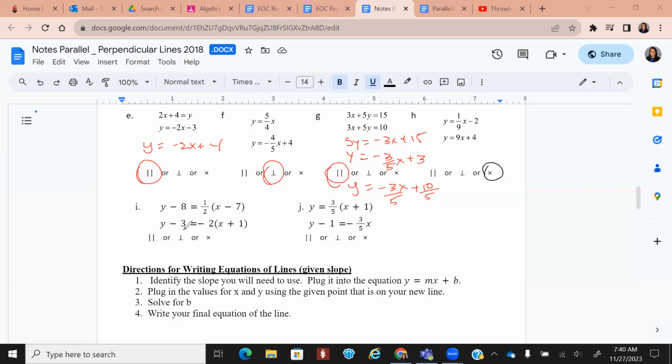Okay. The next one's a little tricky to see. If we look at our slopes, are they negative reciprocals of each other? Yes. On the next one, are they the same, or are they negative reciprocals? Neither, because one's positive, one's negative, but they're not flipped fractions.